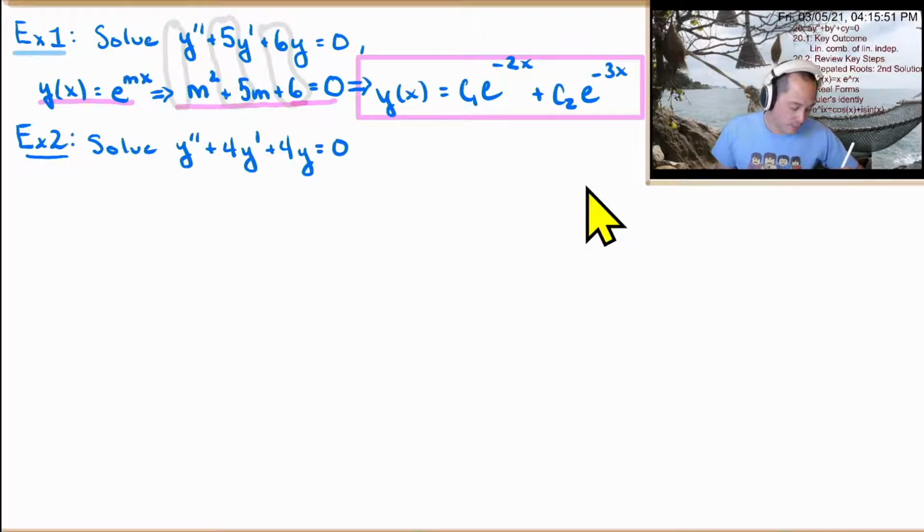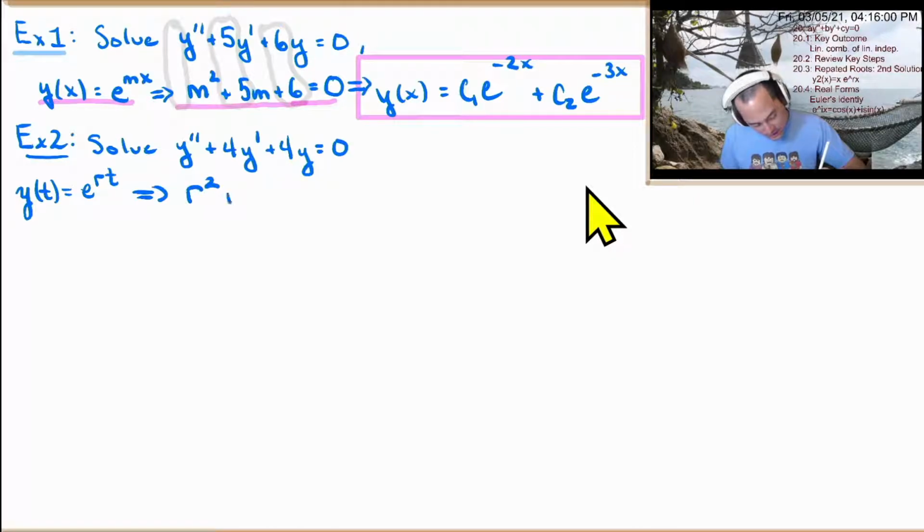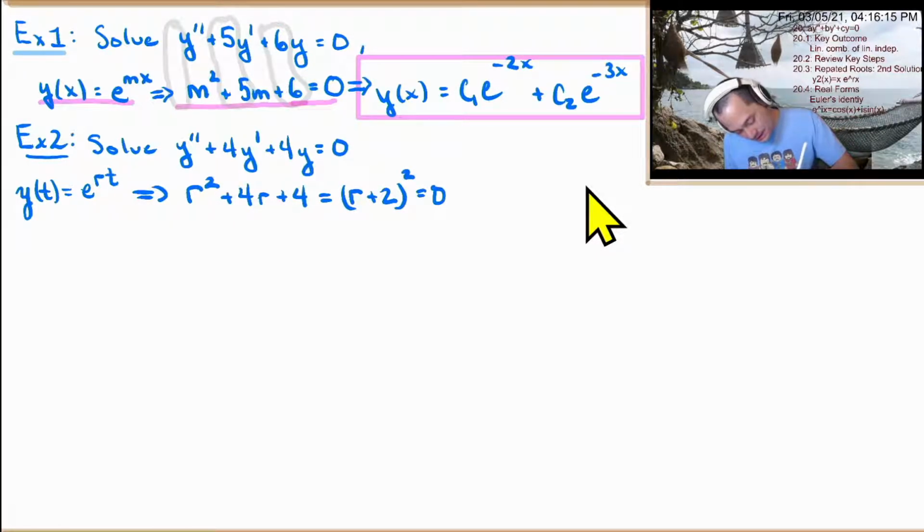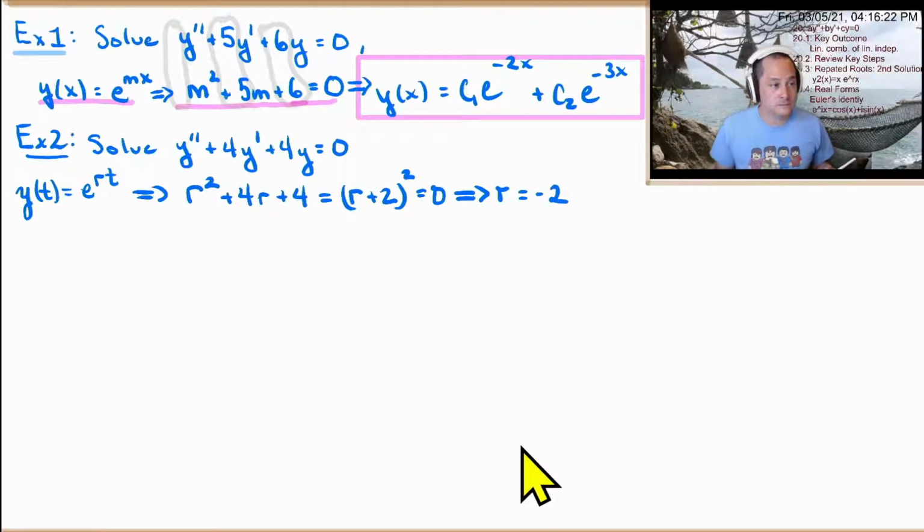Okay, so if I were to mirror that in example 2, I'd say y of t is equal to e to the rt. Then that means I need to solve the quadratic equation r squared plus 4r plus 4 is equal to 0. But before I set it equal to 0, why don't I factor that into (r plus 2) quantity squared is equal to 0. And so that tells me my r is equal to -2. So that's fine. I'm okay with this.